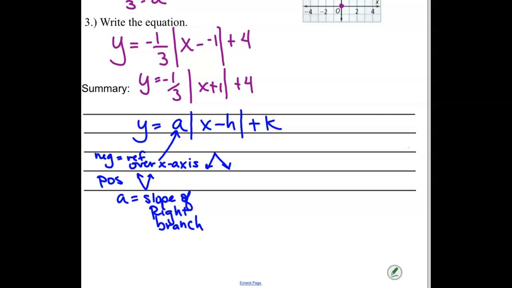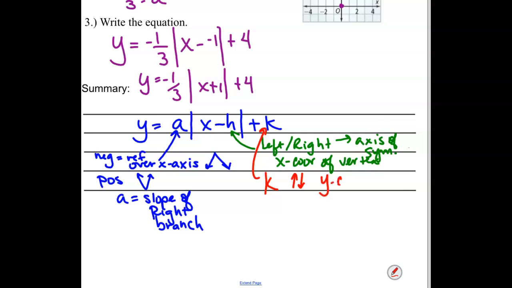Okay? Our h value is going to shift left or right, and this is going to give you the axis of symmetry. And it's always also going to give you the x coordinate of your vertex. Your k value is going to shift things up and down, and it will give you the y coordinate of your vertex.